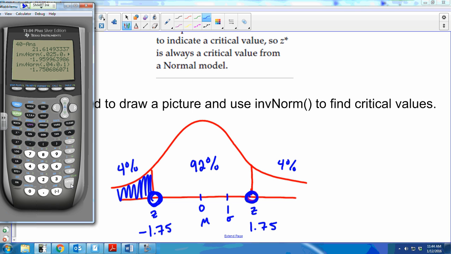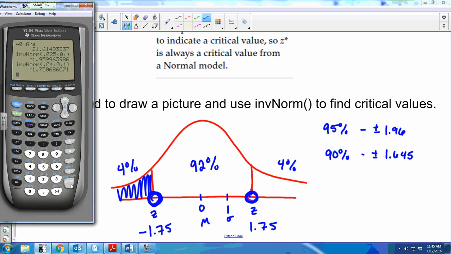The two that you're going to have to use the most often are 95% confidence, which is plus and minus 1.96, and 90% confidence, which is plus and minus 1.645. Again, you can remember those. If you don't remember them, totally fine, because I just showed you how to find them. I should be able to give you any percentage level of confidence, and you should be able to give me the critical value. Okay?